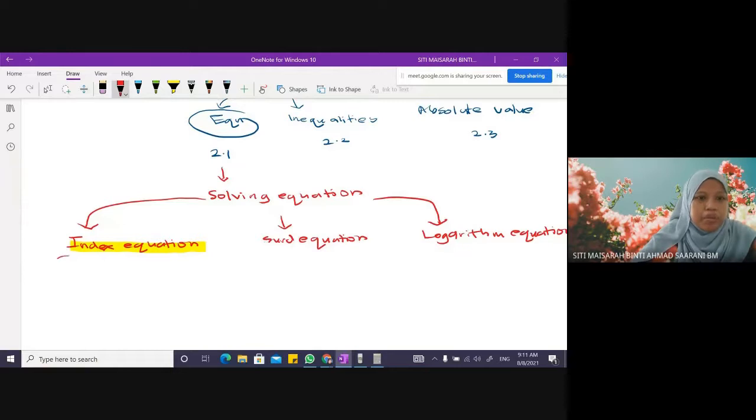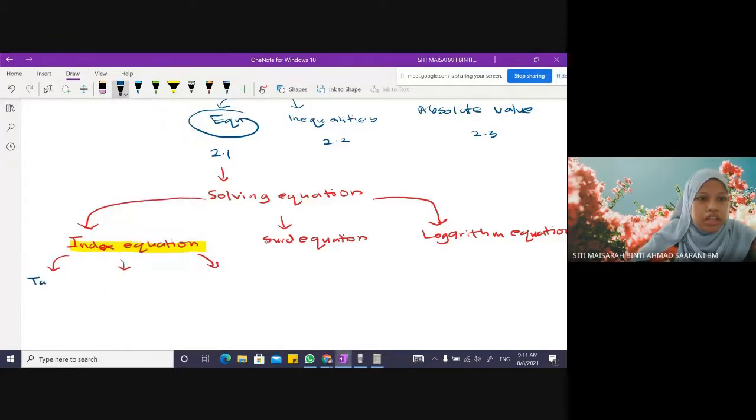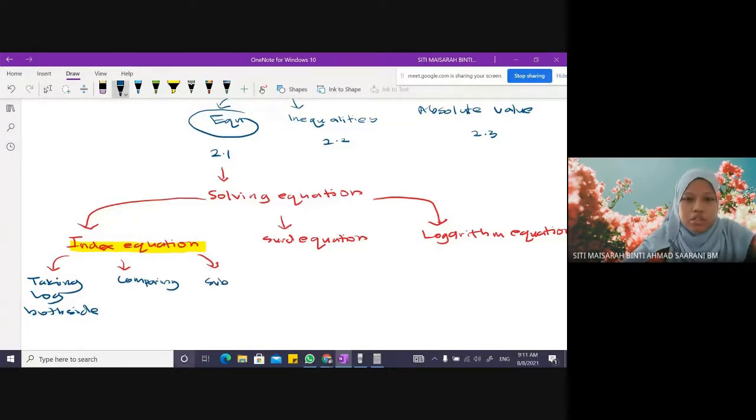For index equation, there are 3 methods. The first method is taking log both sides. We put log on the left hand side and log on the right hand side. And then the second one is comparing. Also we can use substitution.